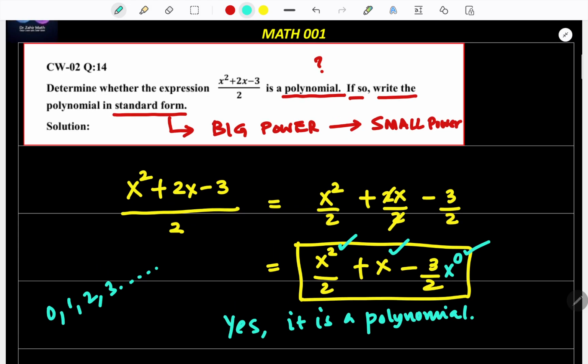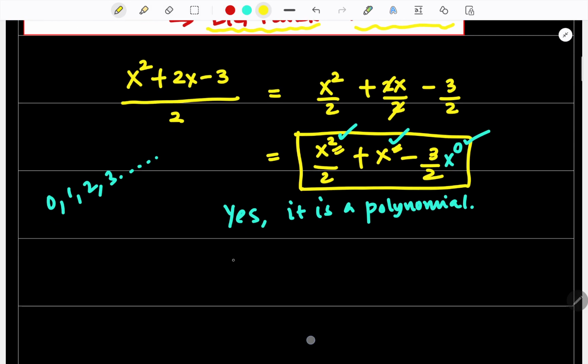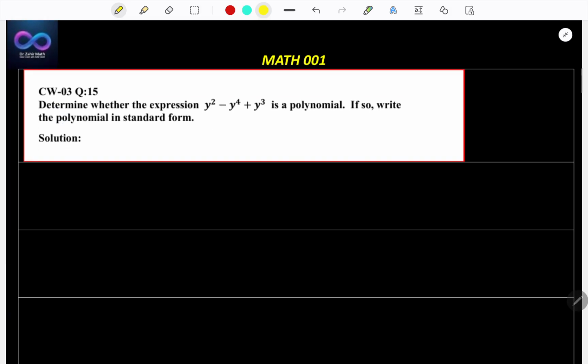What is the next question? If so, write the polynomial in standard form. You're going to write in what? Standard form. Look here, what did I say? Standard form means you're going to write big power to small power. Look here, this is the big power and the next is small: 2, 1, 0. So already it is in standard form. So no need to do anything. Okay, right. Let's go to the next question.